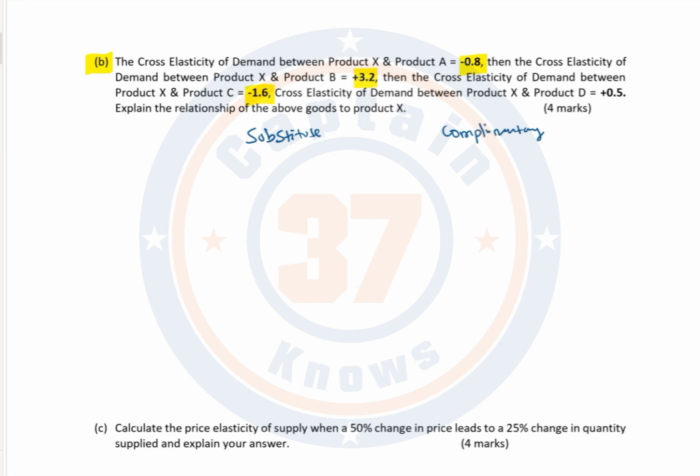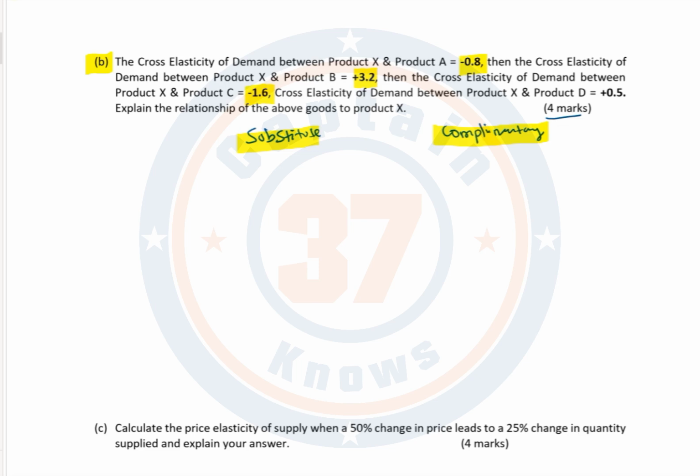I'm going to take time to explain to you so that you know. It's only 4 marks and you need to only write very little notes. Okay? Now listen, those notes are going to be based on your knowledge of substitute products and complementary products. I'm going to take this particular time to explain the two.